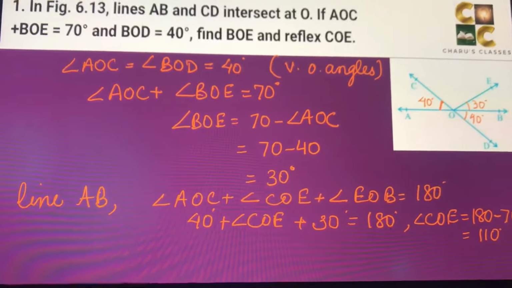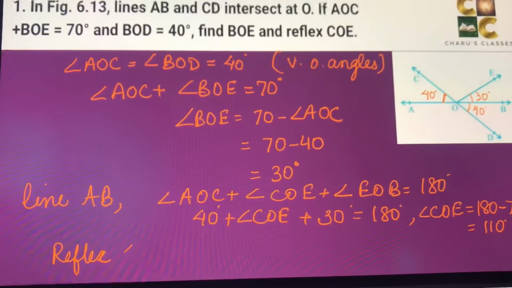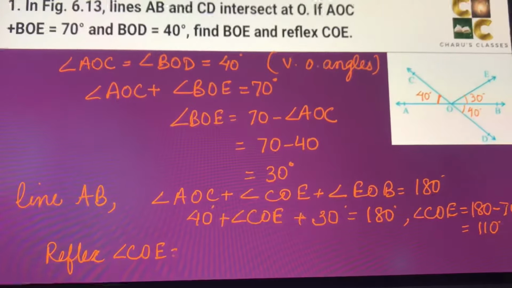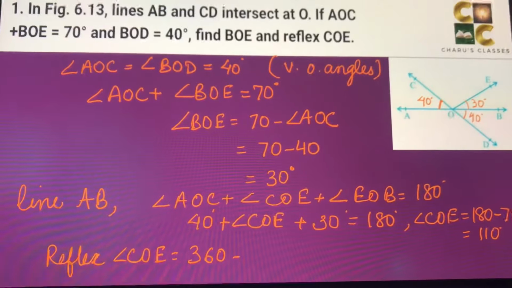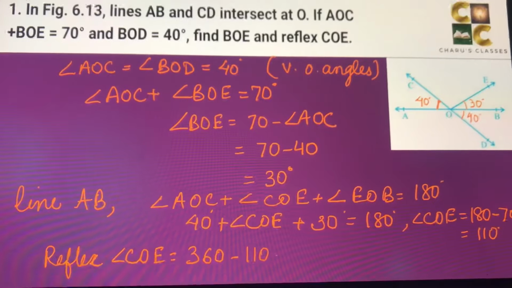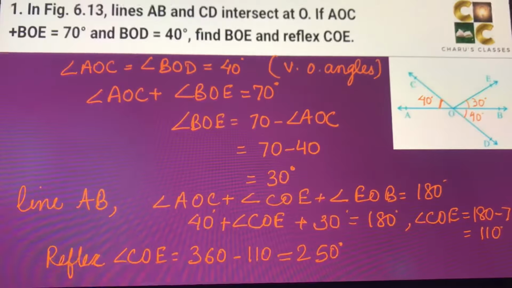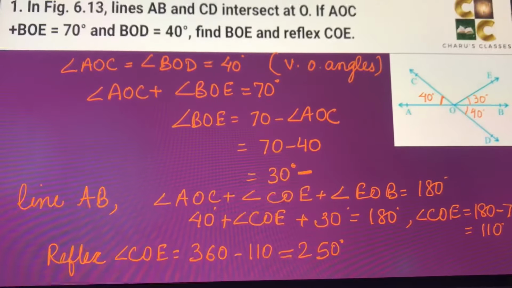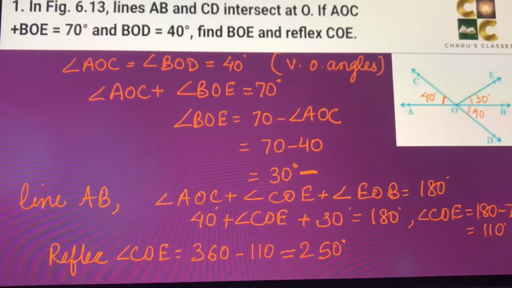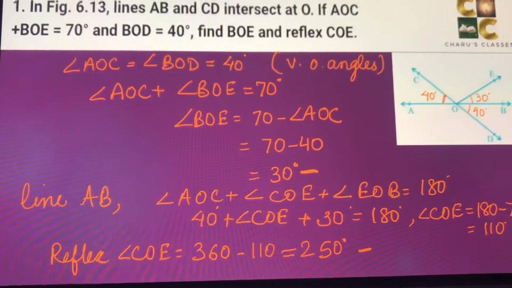In the question they have asked reflex COE. So reflex COE is always equal to 360 minus the angle. So 360 minus 110 is equal to 250. So angle BOE is coming as 30 degrees, and reflex angle COE is coming as 250 degrees.